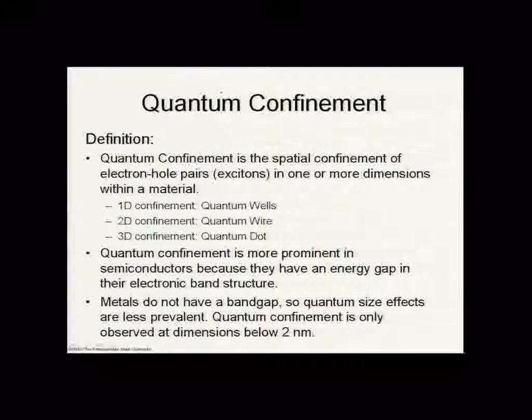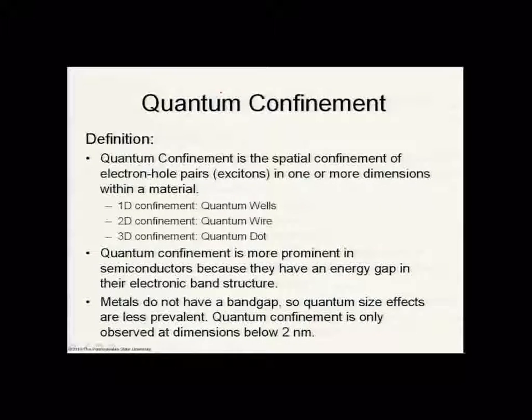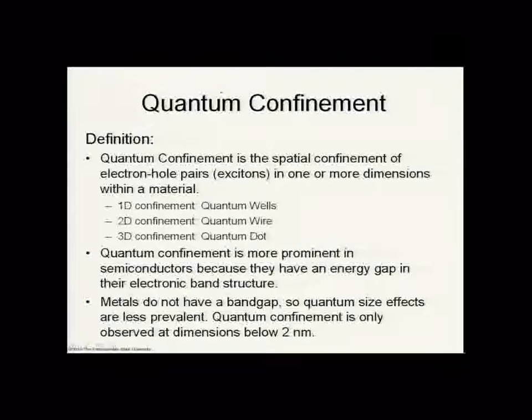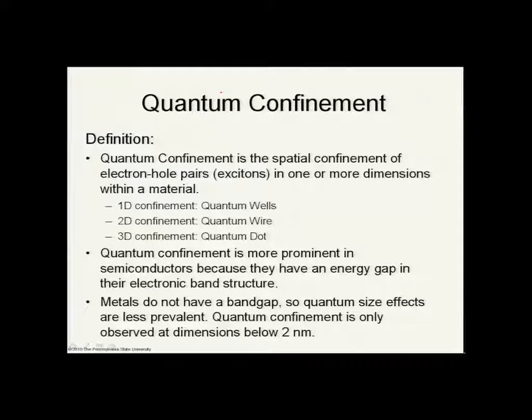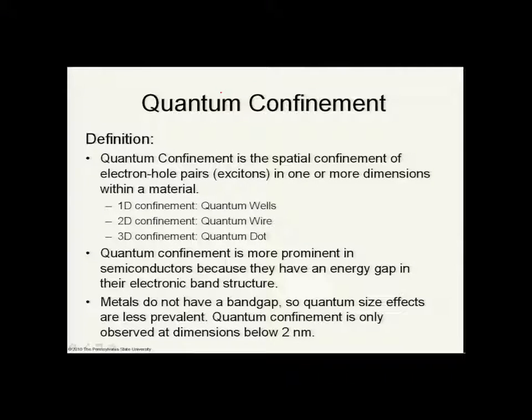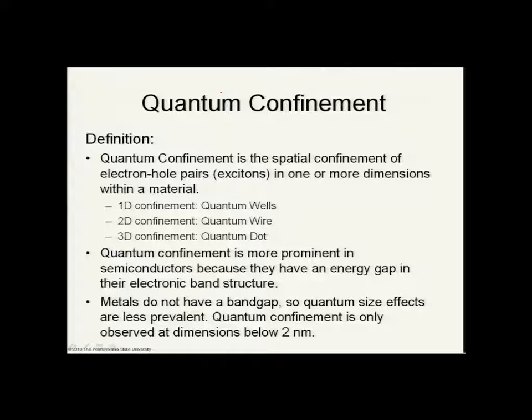So let's discuss quantum confinement. This is a spatial confinement of electron hole pairs or excitons in one or more dimensions within a material. If it's one-dimensional confinement, we call them quantum wells. For two dimensions, a quantum wire, and for three dimensions, a quantum dot. So we've been discussing the three-dimensional type of quantum confinement.